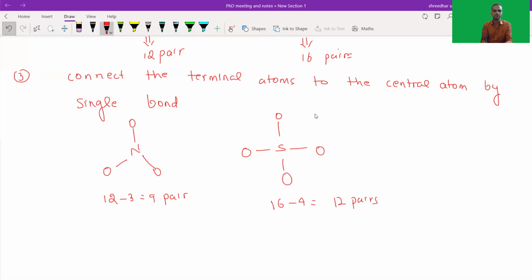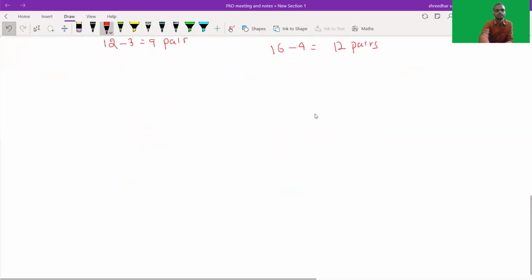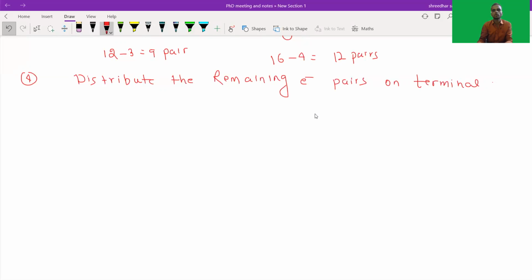Okay, now what is the next step? The next step is to distribute the remaining electron pairs on the terminal atoms till their octet is complete.